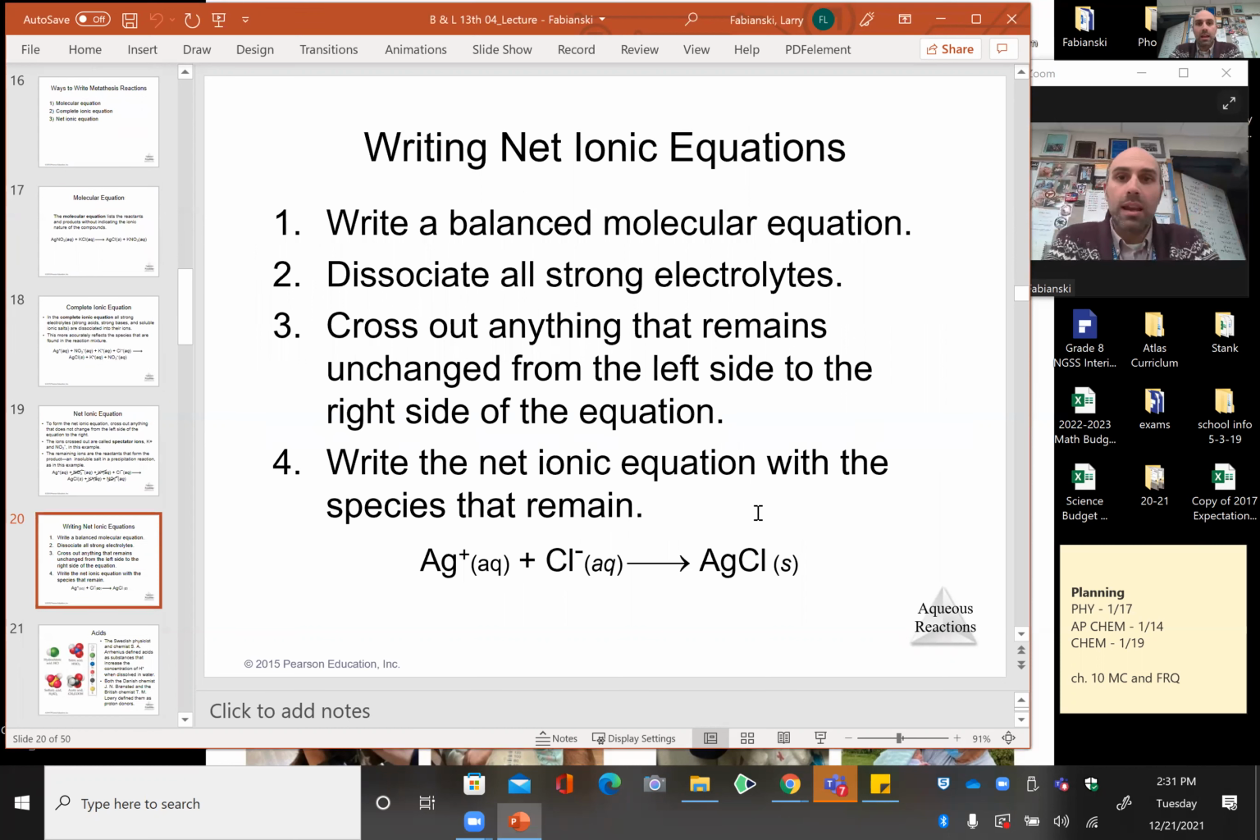There again is our net ionic equation. Write the balanced molecular equation, break it apart, and cross out anything that's similar on the left side and the right side. In this case, our reaction would be silver cation plus chloride anion gives us silver chloride.